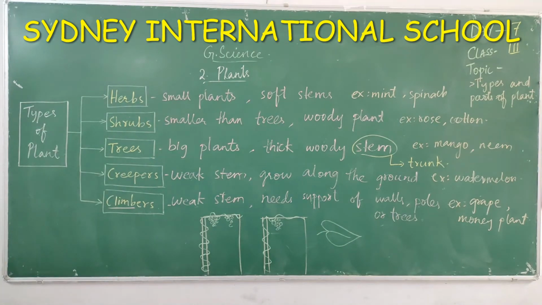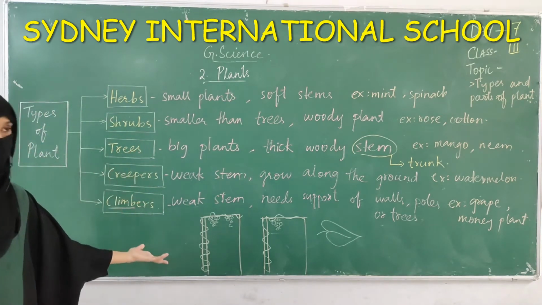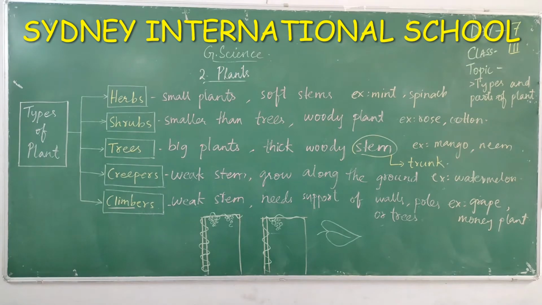So that is also a creeper because they grow with the help of the roof, the support of the roof. They grow with the help of the support of a pole. Okay. Now let's do a quick revision. We have learned about 5 different types of plants: herbs, shrubs, trees, creepers, and climbers.